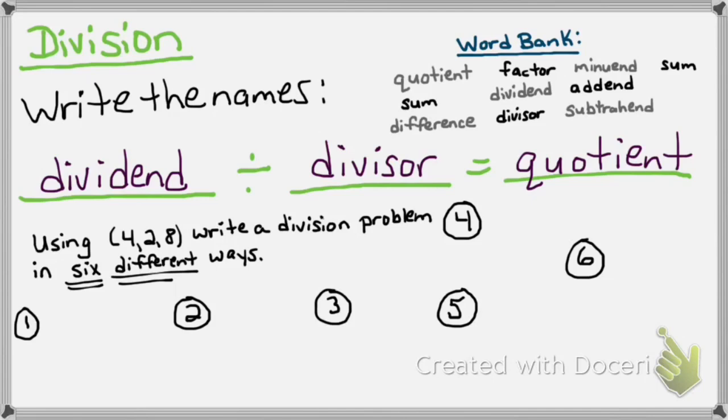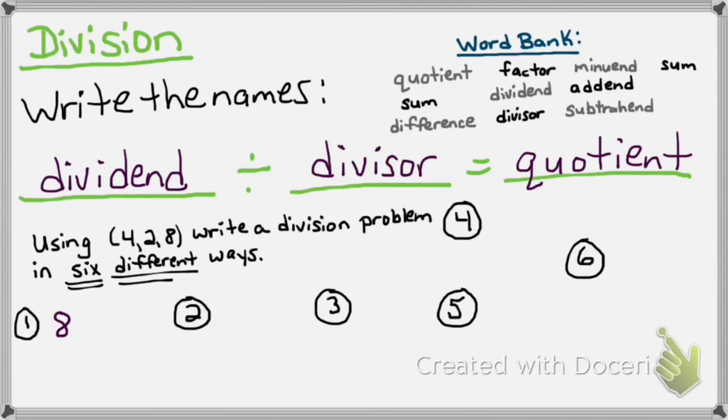Let's say it together. Dividend divided by divisor equals quotient. So now we're going to write a division problem in 6 different ways using the digits 4, 2, and 8. I know my dividend, my first number that I write down, will be my largest.